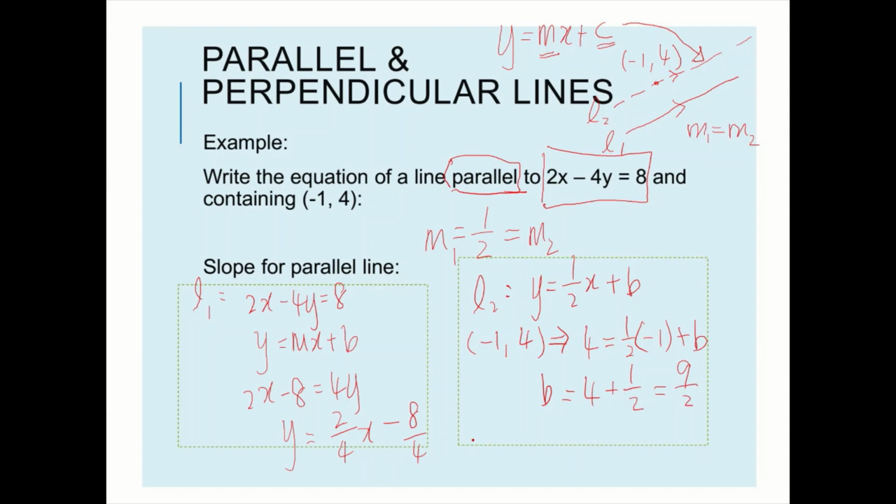Therefore, finally, we have y equals 1 over 2x plus 9 over 2. This is the equation of line 2, the equation of the line which is parallel to this line and containing -1 and 4.